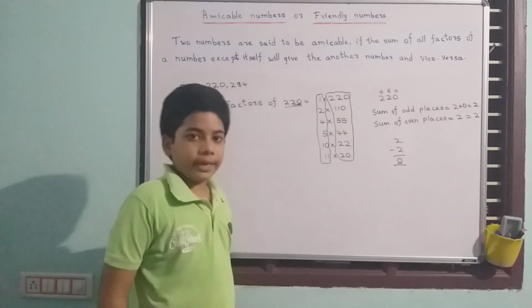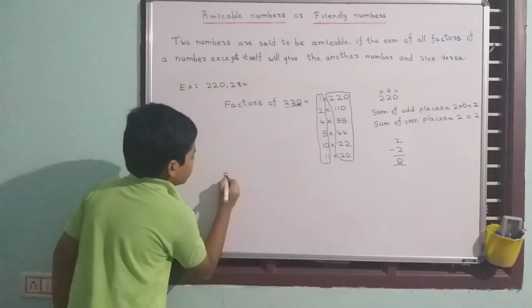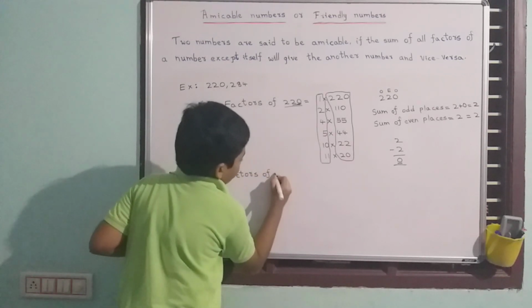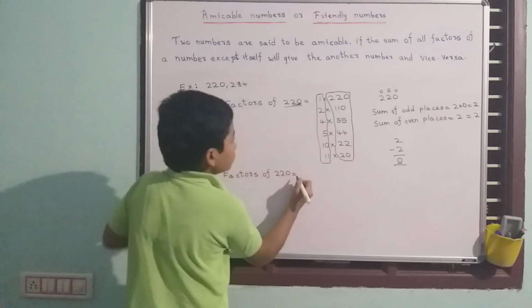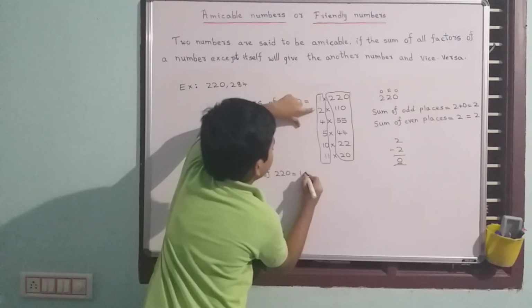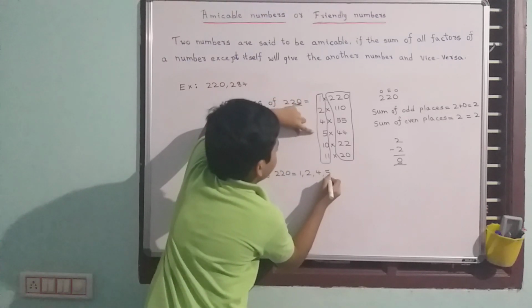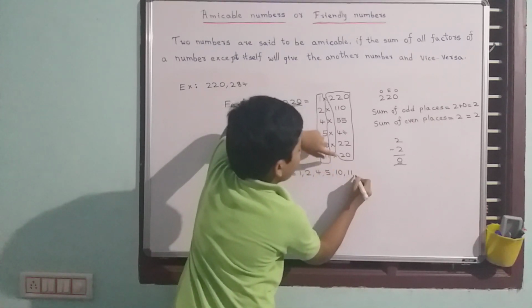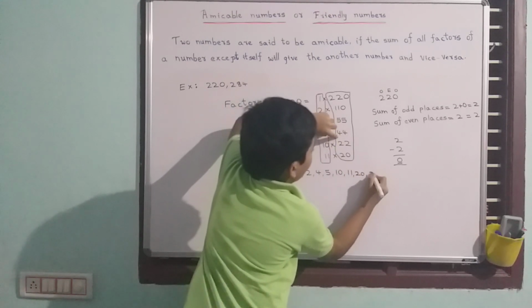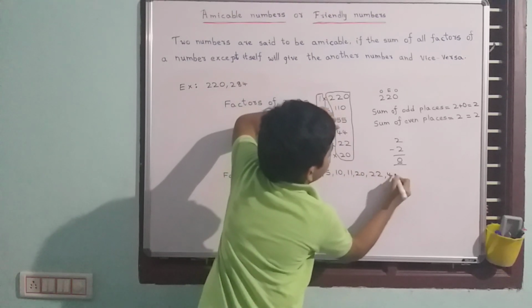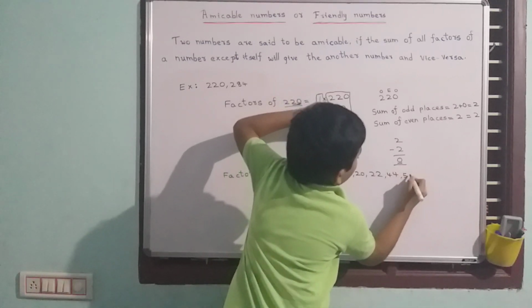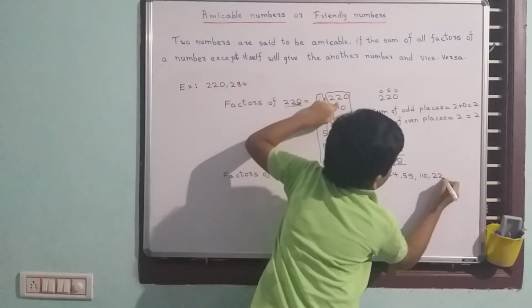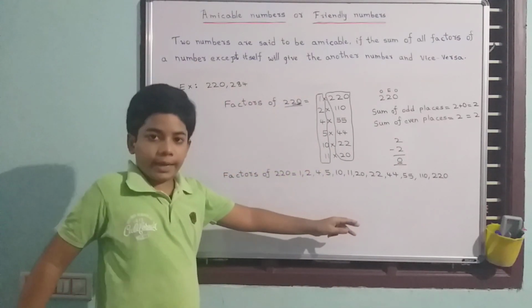The factors of 220 are 1, 22, 44, 55, 110 and 220. These are the factors of 220.